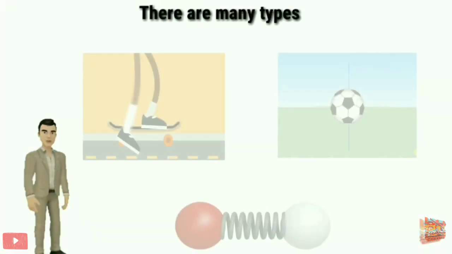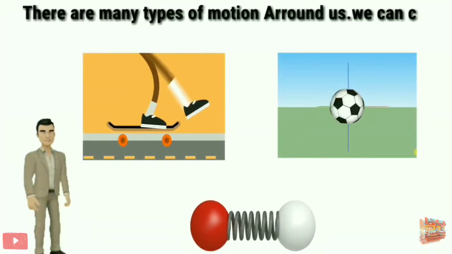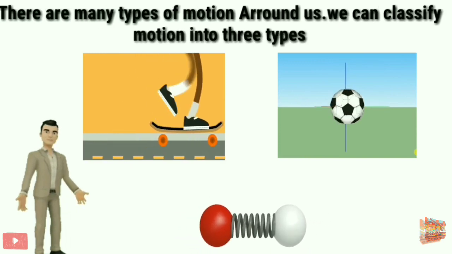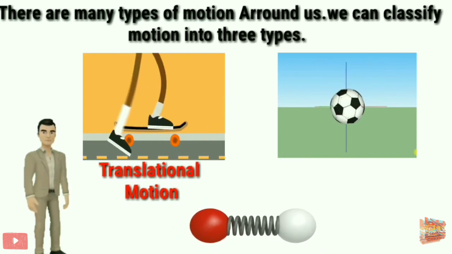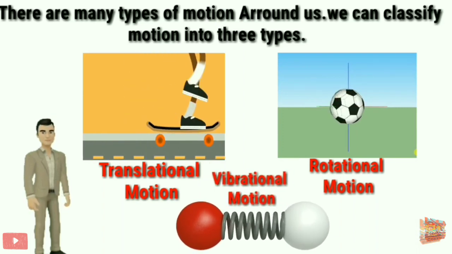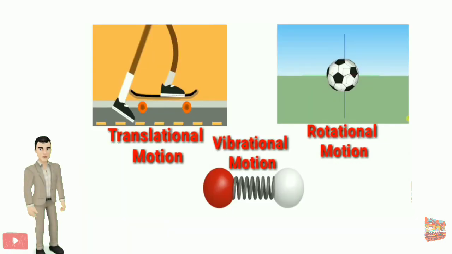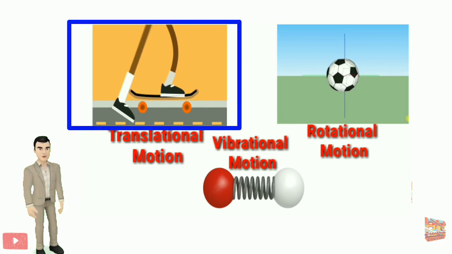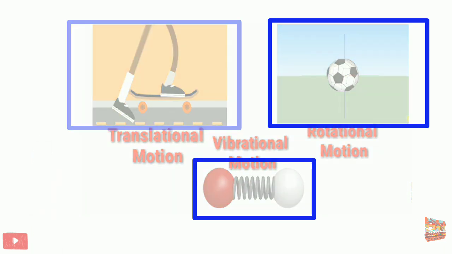There are many types of motion around us. We can classify motion into three types: translational motion, rotational motion, and vibrational motion. As we know, there are different types of motion in which we see an object or body moves from one position to another, or moving without changing its position.